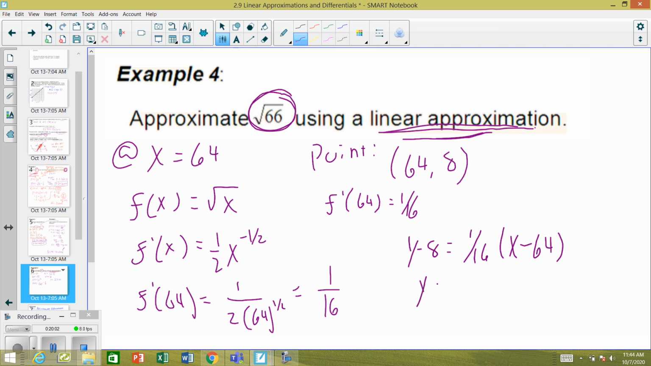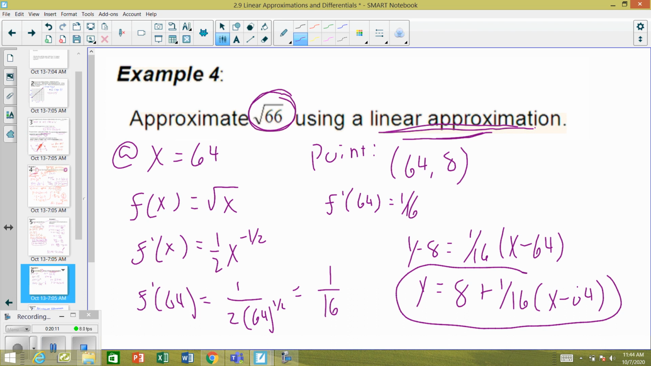And I guess if I want a linearization of that, it's helpful to write it where y is by itself. And there we go. So I didn't do any new math, guys. All I did was just find the tangent line at 64. Now let's think about what this looks like graphically.